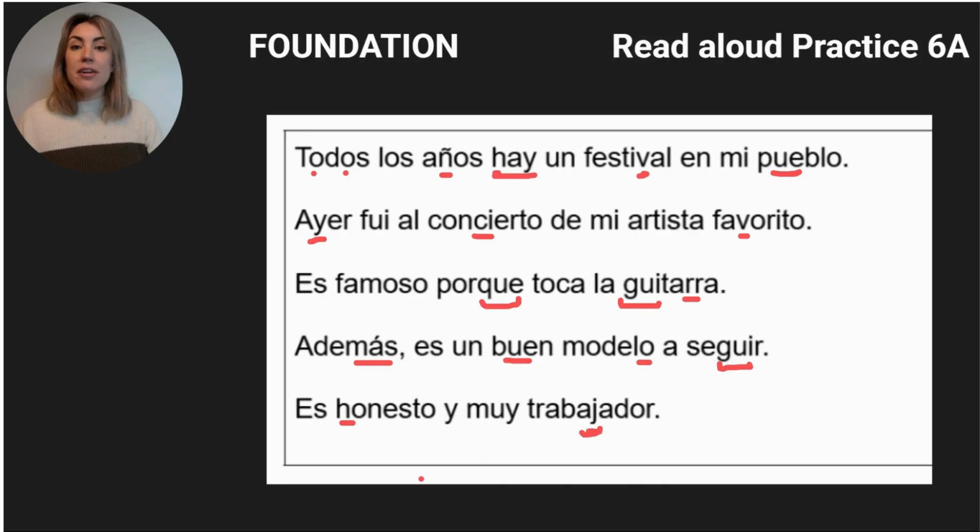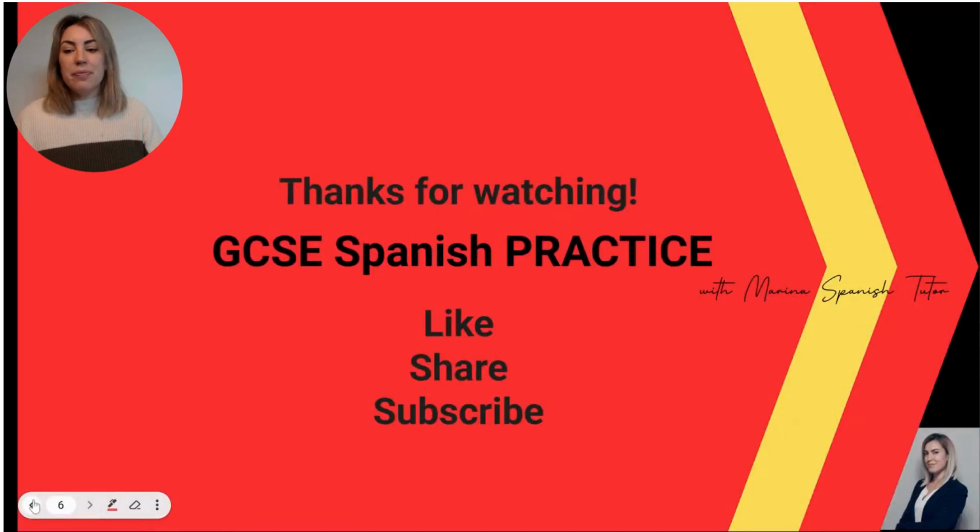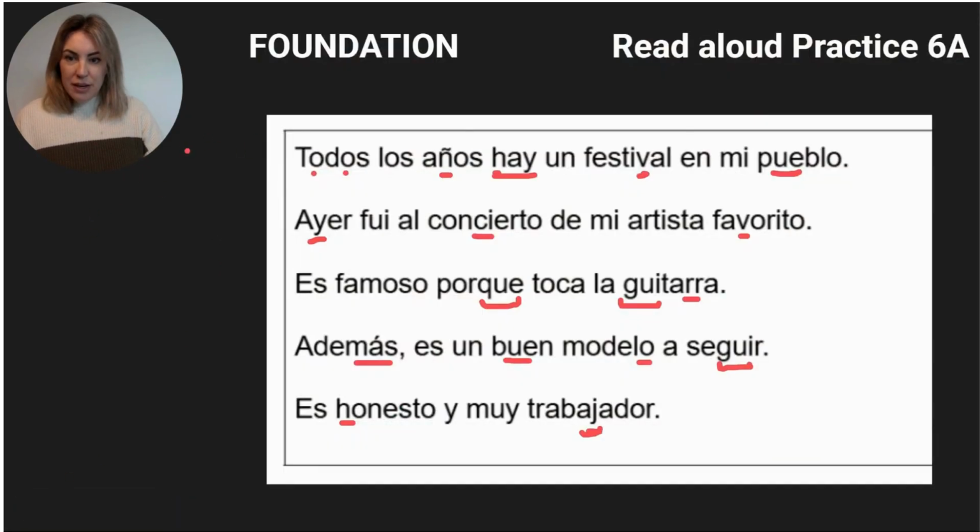Okay, so you can give it a go yourself now and say it, or you can pause after each of the sentences after me and repeat what I said. Ok, bueno, y ahora vamos a pasar a la traducción. Vamos a traducir al inglés. This is not part of the read aloud activity.